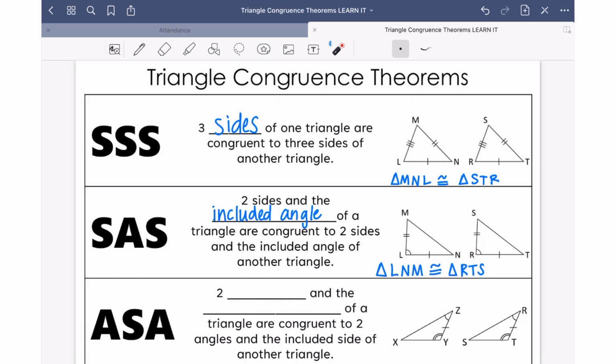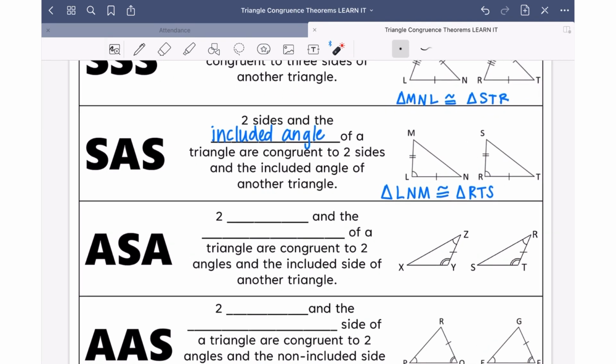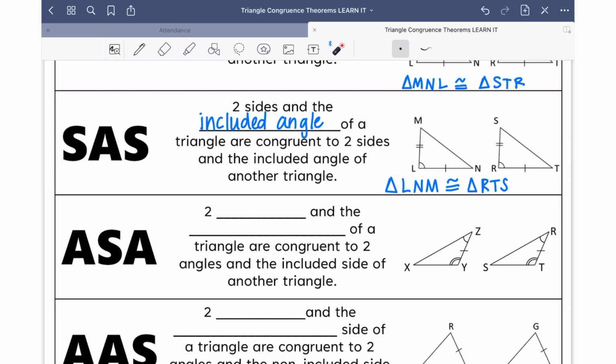Okay. Angle side angle. That is the next theorem that we're going to look at. And this one has 2 angles, and in between those 2 angles, you have an included side. Included side.